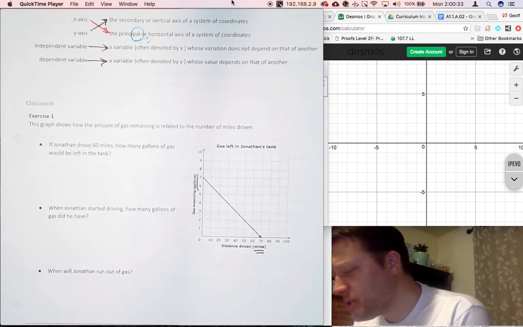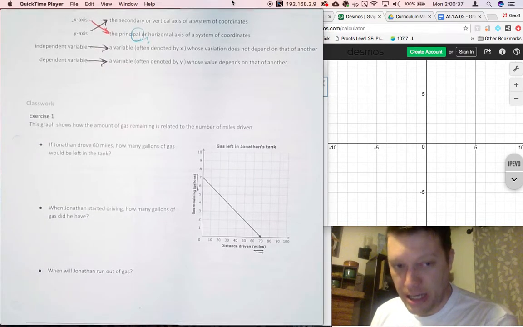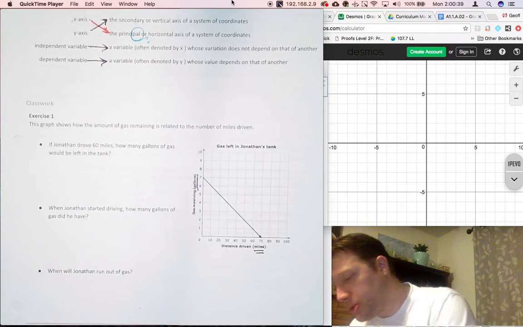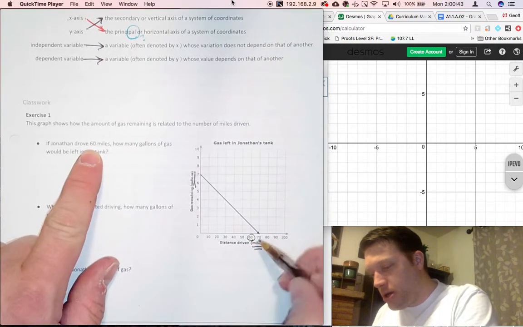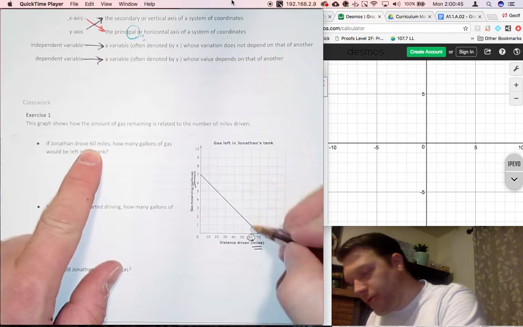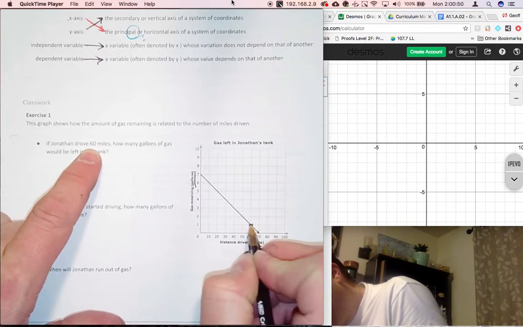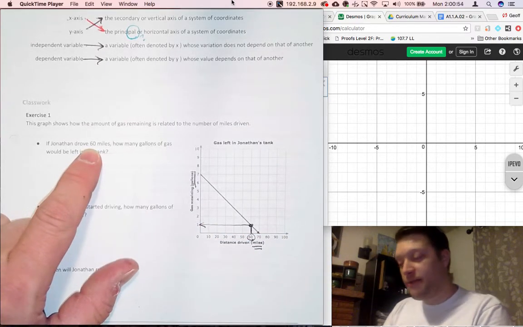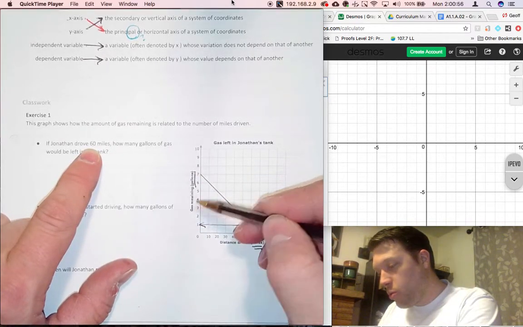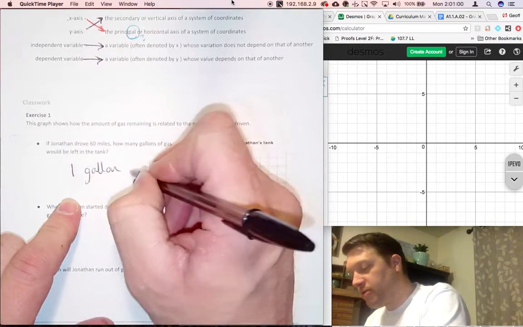If Jonathan drove 60 miles, how many gallons of gas would be left in the tank? So 60 is right here. Find the 60 on the graph. From there, go up to the line, and then once you find the line, go over to the left. It would be 1 gallon of gas.